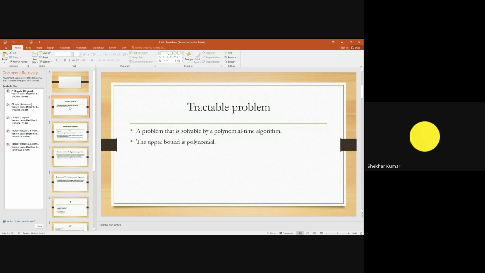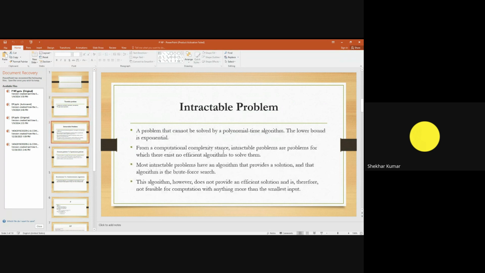Next are intractable problems. Intractable problems are problems that cannot be solved by polynomial time algorithms. With the help of polynomial time algorithms, which we have already discussed, we cannot solve these problems. So these problems are called intractable problems. It means the lower bound is exponential.